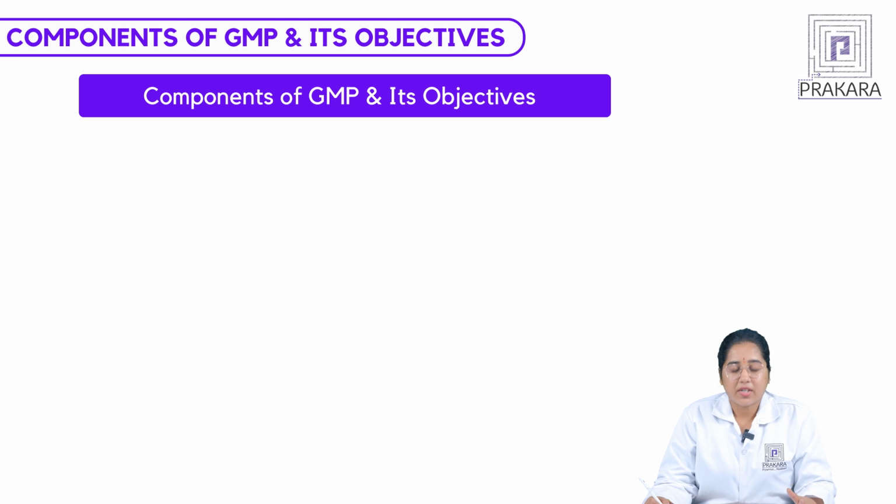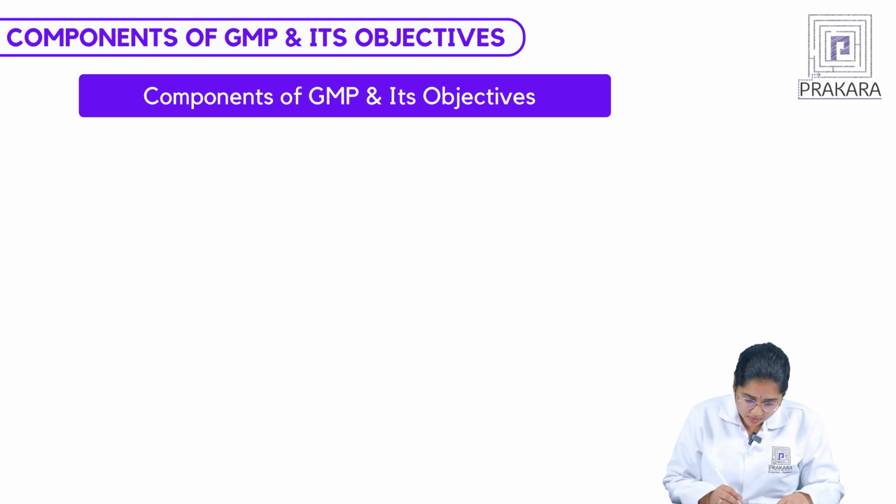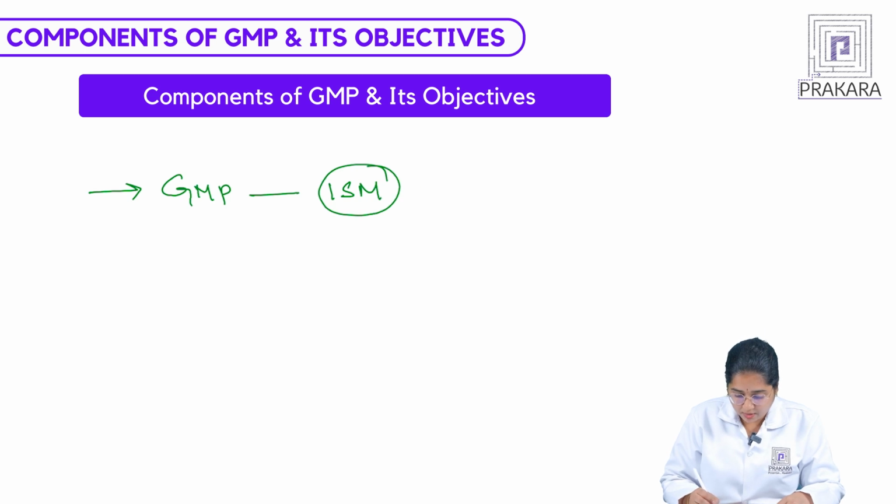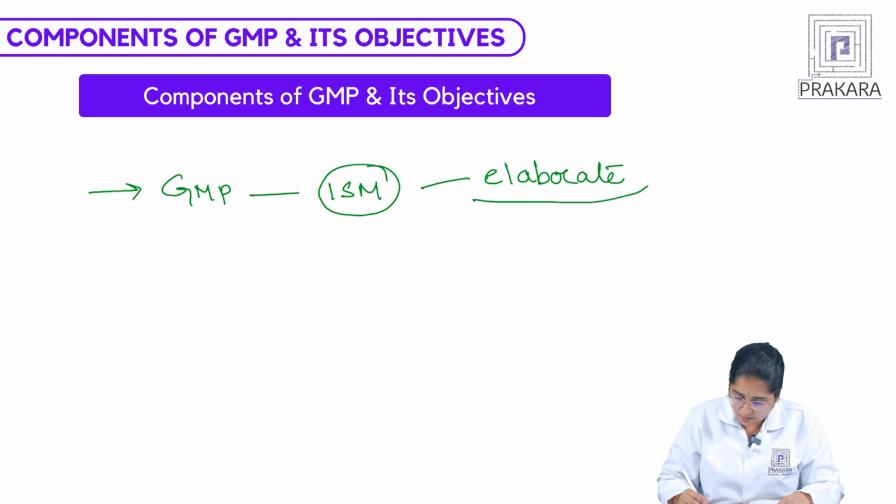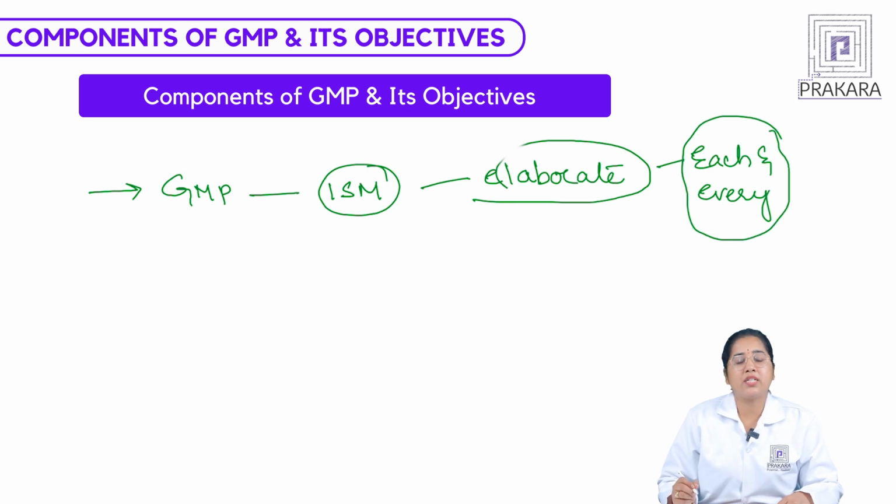What are the components of good manufacturing practices and what are its objectives? See, we know that the GMP schedule for ISM manufacturing units is quite elaborate, broadly covering each and every component in the manufacturing process. Definitely it works on humans, right? It shows its therapeutic action, to decrease its side effects and to prevent the misuse of the drug. So definitely each and every step of the manufacturing process is mandatory.